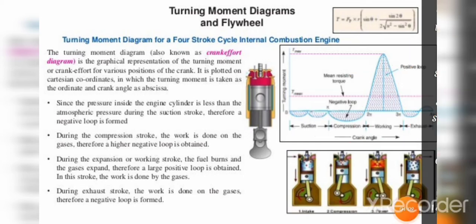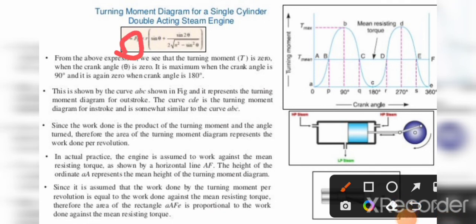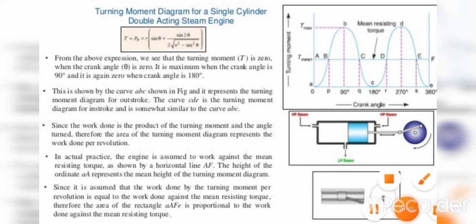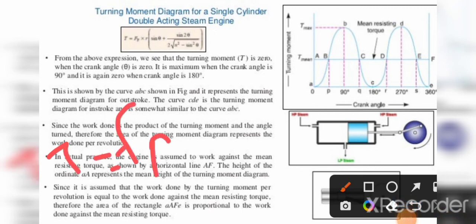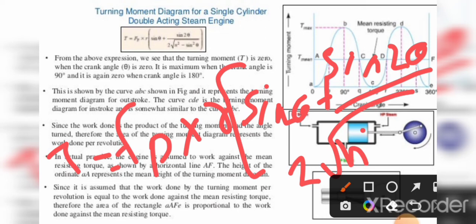Now we will see the next. Here we obtain the expression T is equal to Fp into R in whole bracket, sin theta plus sin 2 theta upon 2 under root n square minus sin square theta. Here Fp represents piston force, R is the radius of crank, theta is the angle turned by crank from inner dead center, and n represents the ratio of connecting rod length to radius of crank. I will repeat the formula again. T is equal to Fp into R in whole bracket, sin theta plus sin 2 theta upon 2 under root n square minus sin square theta.